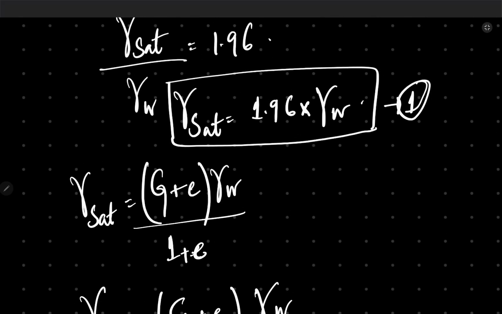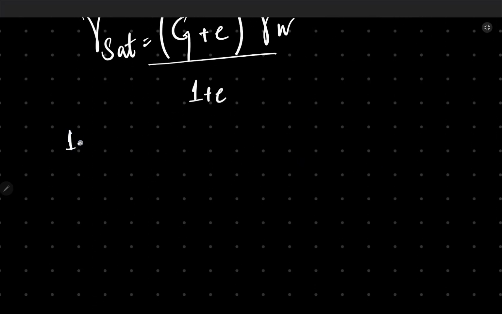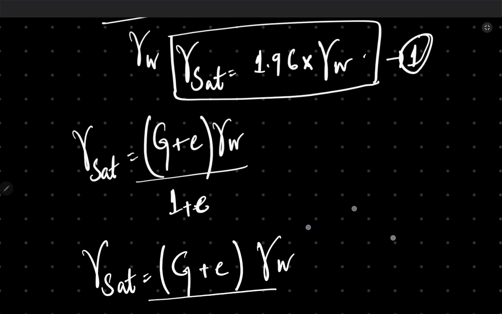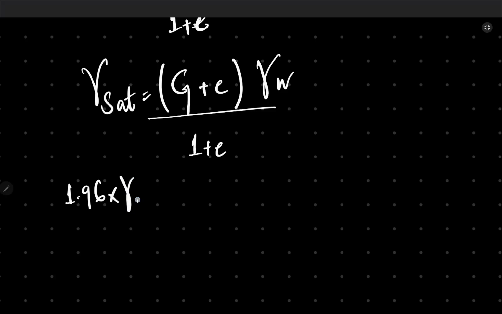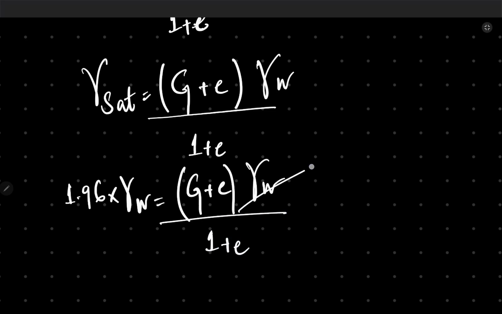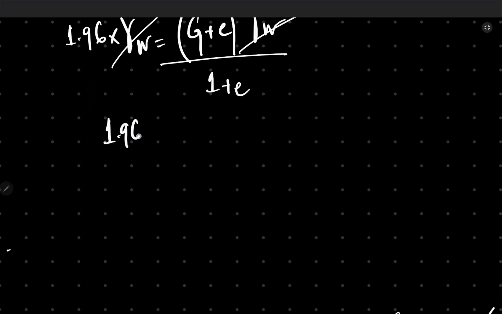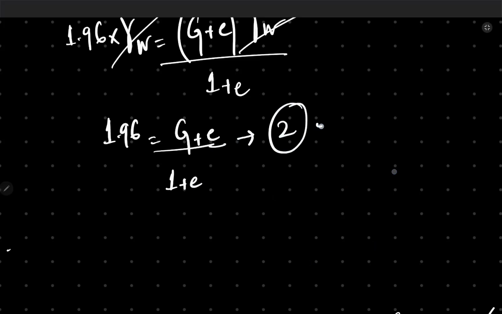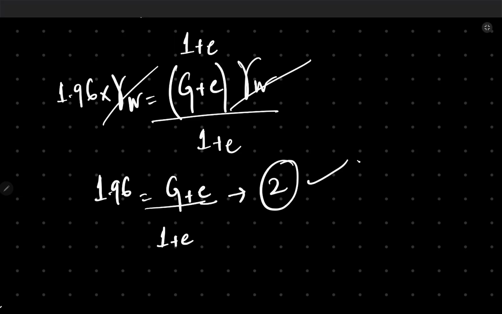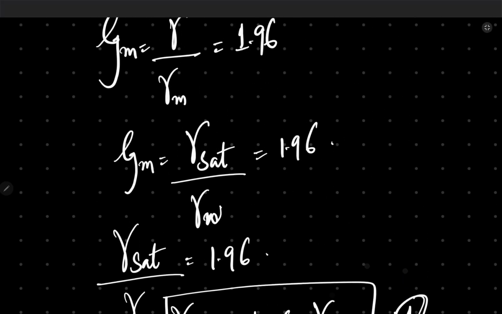Substituting the value of equation first over here, it becomes 1.96. Saturated unit weight is 1.96 times the unit weight of water. Over here, (G plus e) times the unit weight of water over 1 plus e. This and this will go. So 1.96 is (G plus e) divided by 1 plus e. Let us call this equation 2. All right, let's call this equation second. Now what the question says.